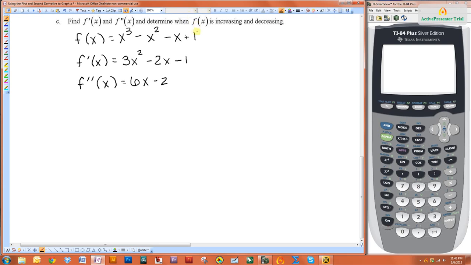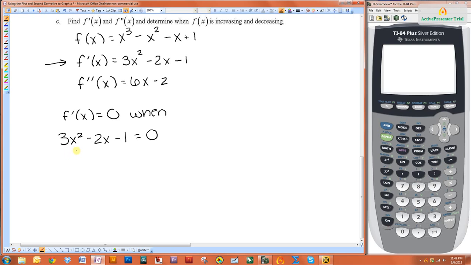Okay, so I want to determine when it is increasing and decreasing. And I need to do that by setting f prime of x equal to 0. So f prime of x equals 0 when? Okay. Because what I'm looking for are the various critical values of the function. So I just have 3x squared minus 2x minus 1. Okay. So to solve this, the easiest way is by factoring.